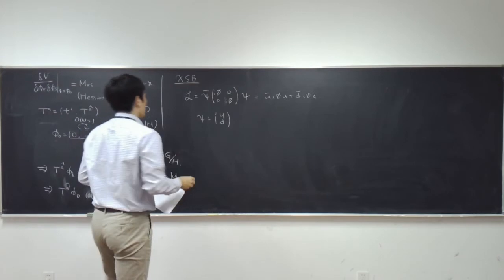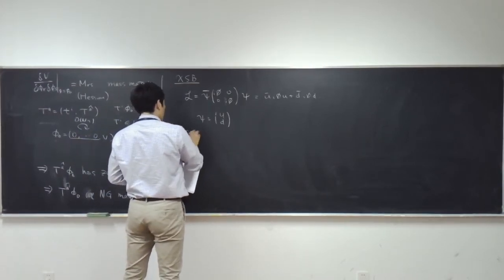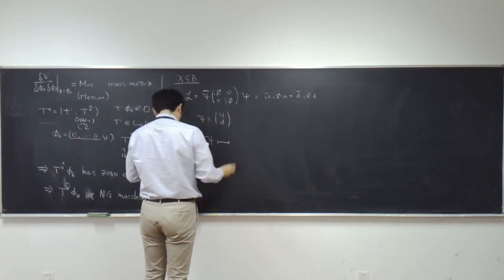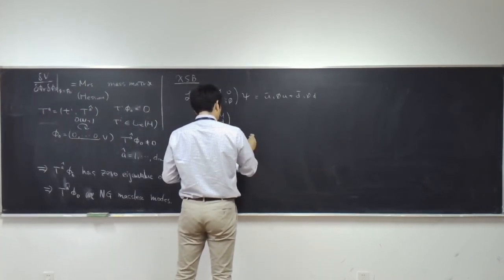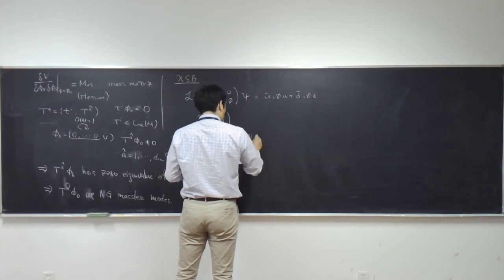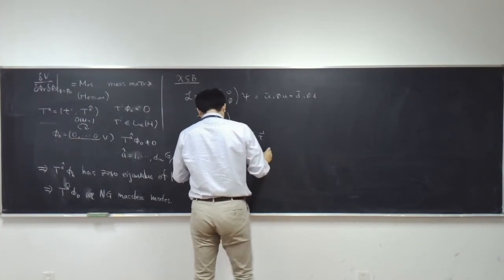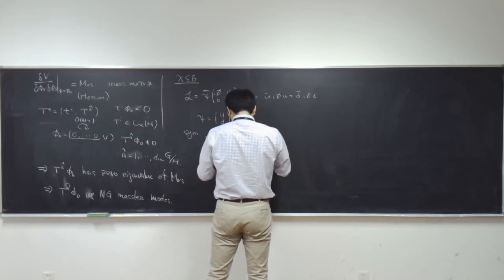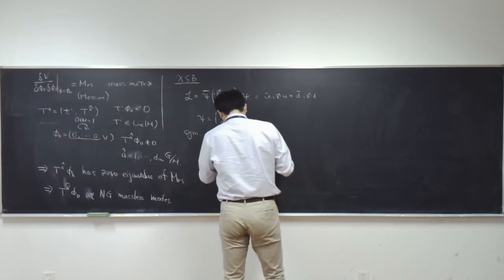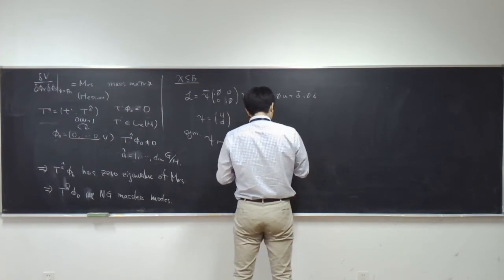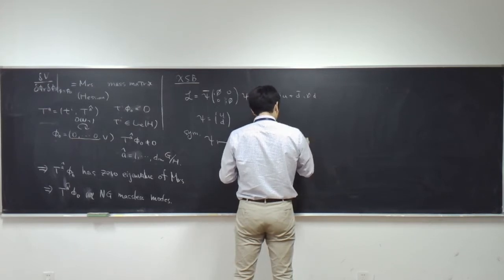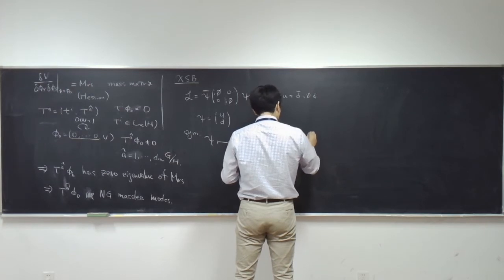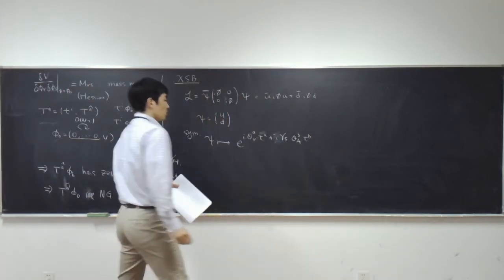Then this Lagrangian has a symmetry such that phi is mapped to e to the i theta^A times (T_A plus i gamma 5), acting on psi.